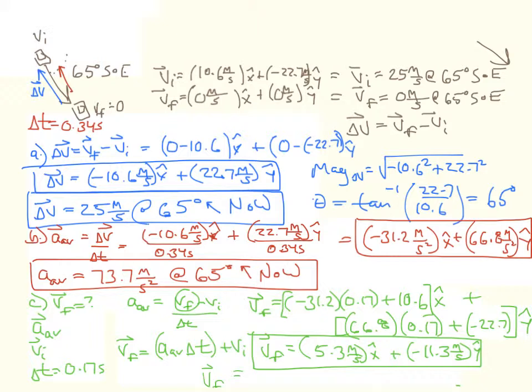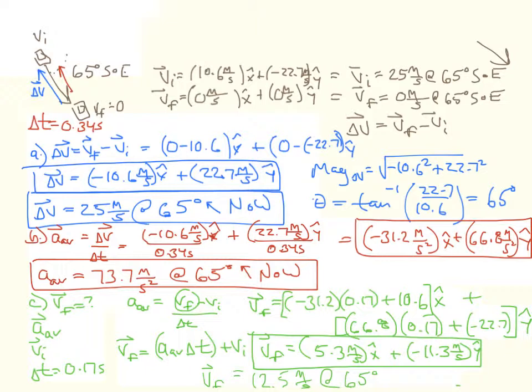All right, well, we need this v final in unit vector notation and magnitude direction notation. So how do we get our magnitude? Well, it's the square root of the x hat squared plus the y hat squared, right? So let's do that real quick. 5.3 squared plus 11.3 squared to the 1/2 power. That gives us 12.5. All right, 12.5, what? That's meters per second, right? At what direction? Well, take the inverse tangent of what over what? The y over the x, right? 11.3 divided by 5.3. And that gives us 64.9. We're going to round it up to 65 degrees.